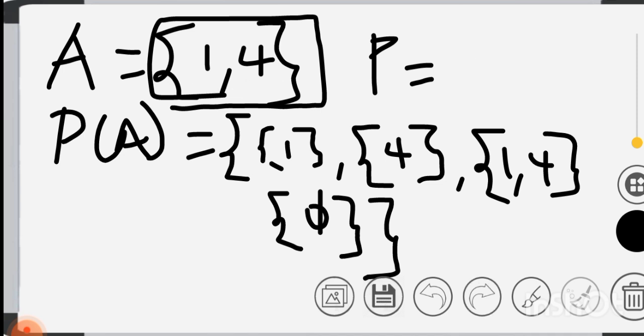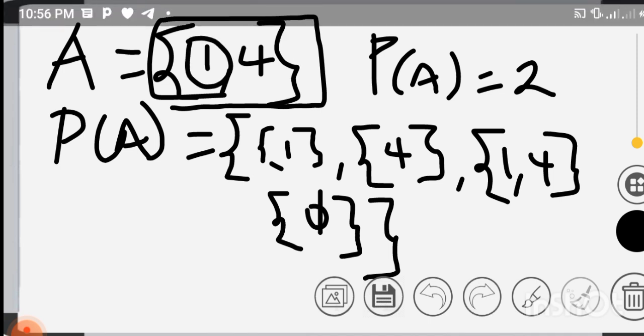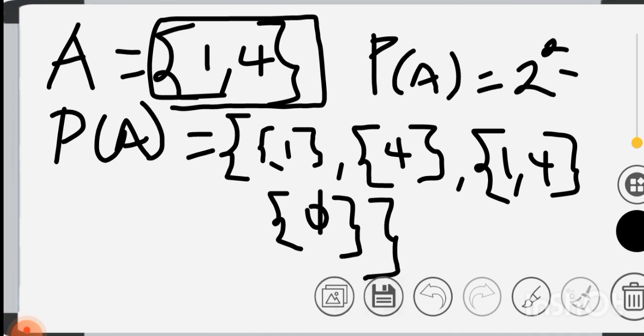So if I say the power set of A, it means 2 raised to the power of how many elements are inside A? We have 1, 2. We have 2 elements inside that set. So 2 raised to the power 2, which is what? 4. We have 4 power sets of this set, which is 1, 2, 3, 4. So that's the power set of that, all the subsets of this particular set A.